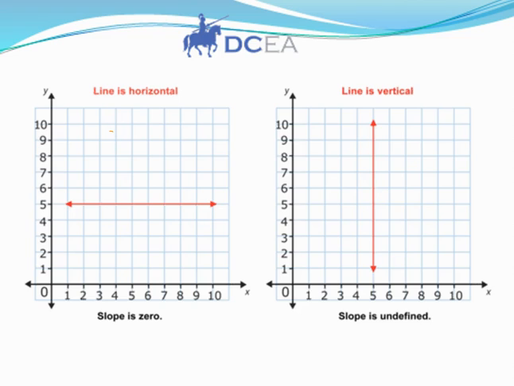The slope of a horizontal line is always 0. There is no slope. This is the line y equals 5. There are not 2 points for us to subtract to determine a slope. Vertical lines are undefined. This vertical line is x equals 5.